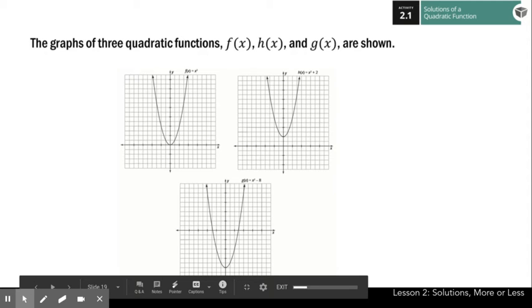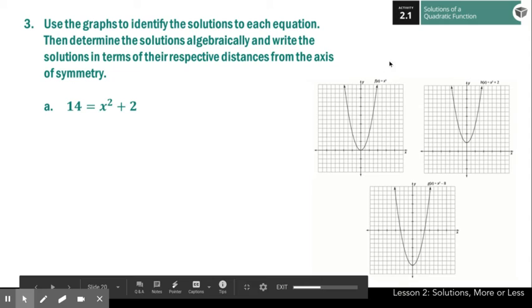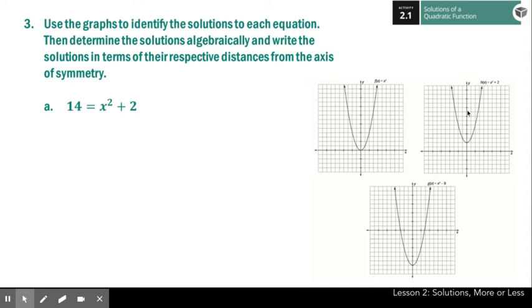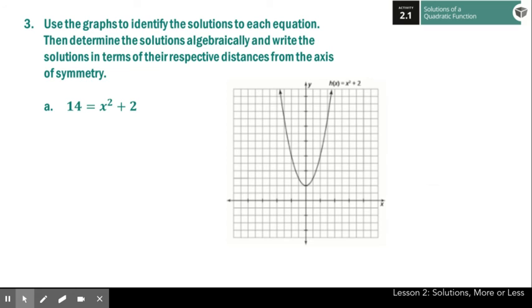On page 37, we're given three graphs and asked to use them to solve some quadratics. So in the first case, number 3a, 14 equals x squared plus 2. The graph that is useful to us is going to be the h of x graph because that has x squared plus 2 graphed. We're going to do it two ways.